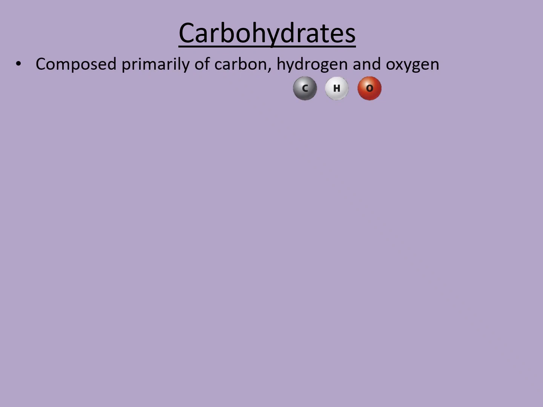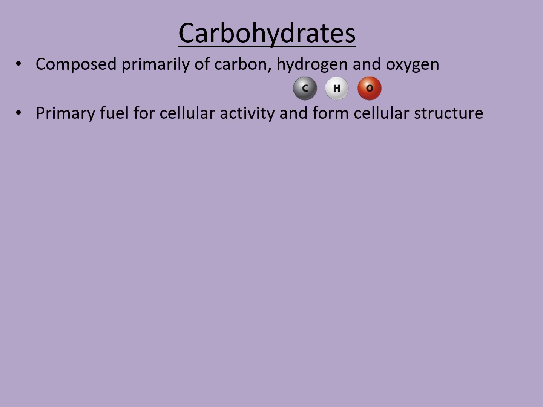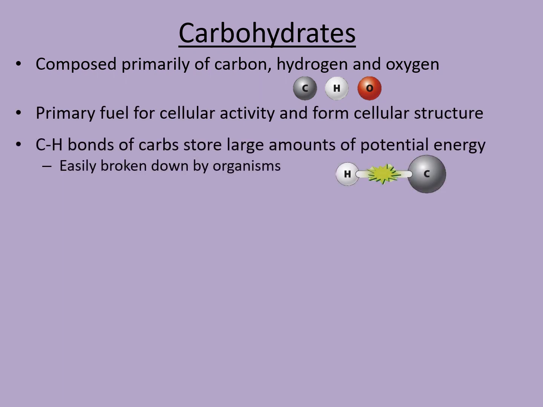But for carbohydrates, technically, the definition is they're primarily composed of carbon, hydrogen, and oxygen. They're fuel for cellular activity and form cellular structure. They have carbon and hydrogen bonds that store large amounts of potential energy. They're easily broken down by organisms, so you can break the bonds and use that as energy for your body.